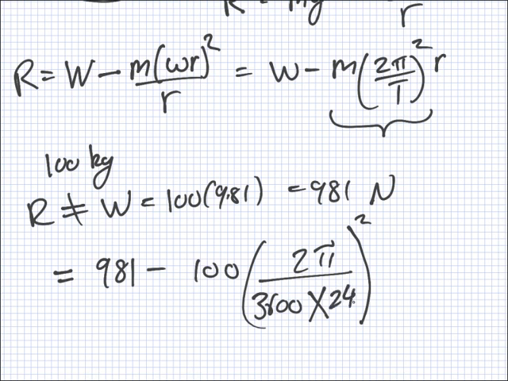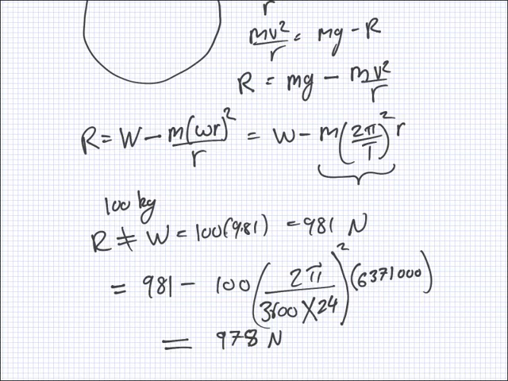3600 times 24. And what's the radius, Marwan? 6,371 kilometers. Yeah. Okay, so type this in now. See what we get. 977.6. Oh, that's more different than I thought. So 978 newtons.